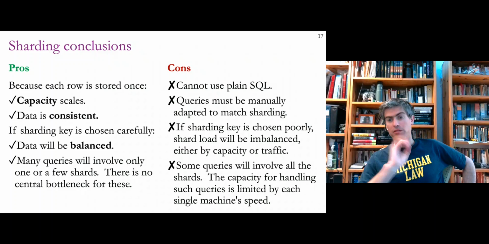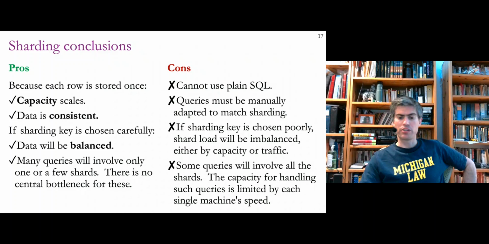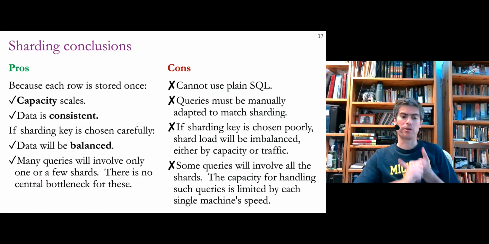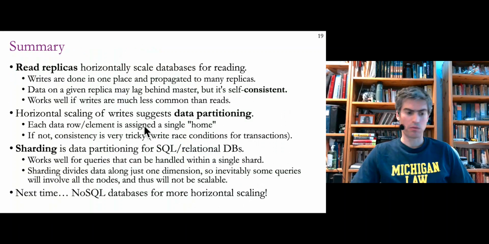So that was just a very brief introduction to sharding. Actually, I think the book does a great job on this whole lecture's topic, both with the sharding and the read replicas. So please make sure you read that if you haven't already done so.